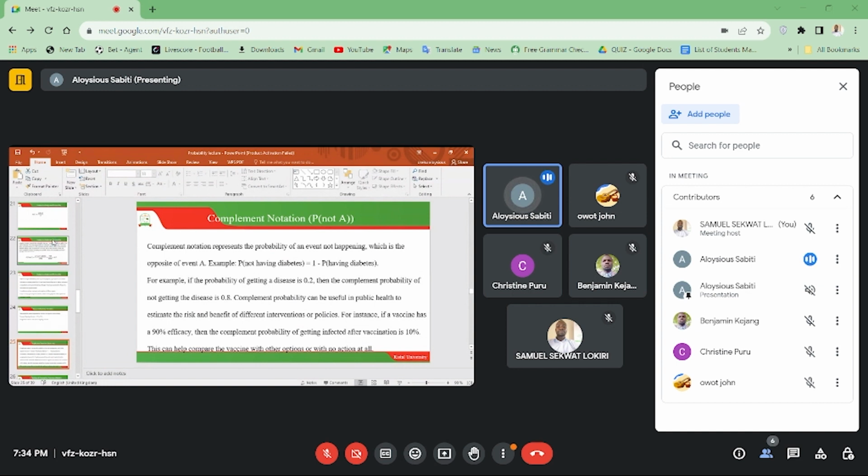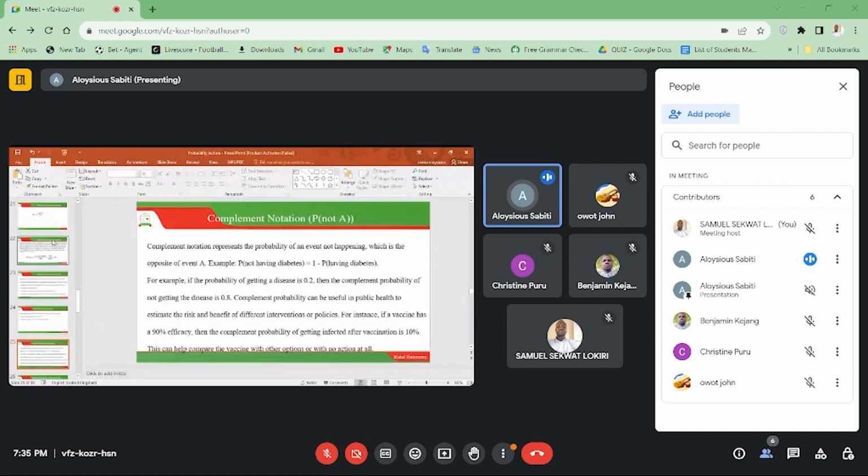Also, if someone is pregnant, we would ask, what is the probability of having a live birth and having a stillbirth? So those are the contextual issues when you're looking at complementary. Complementary, we're looking at two aspects in that case. So for example, if the probability of getting a disease is 0.2, then the complementary probability of not getting the disease would be 0.8.